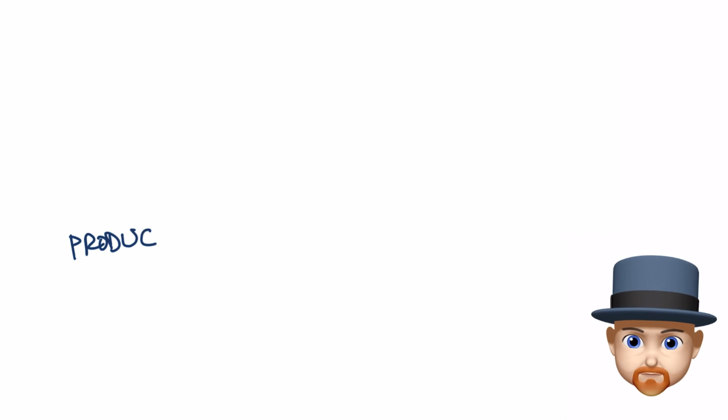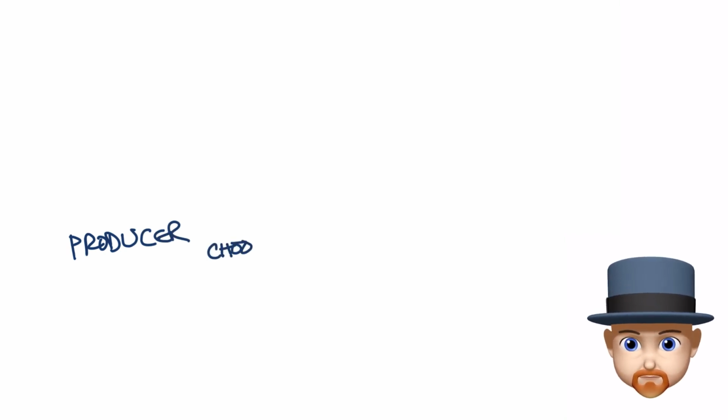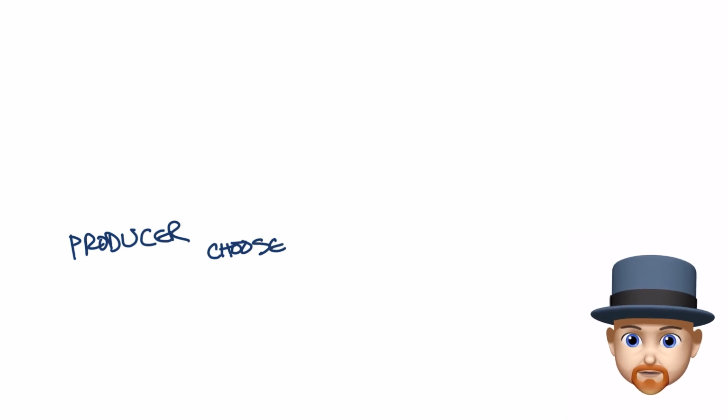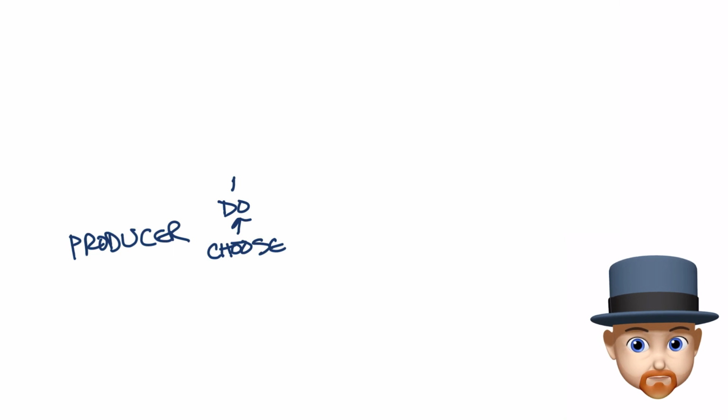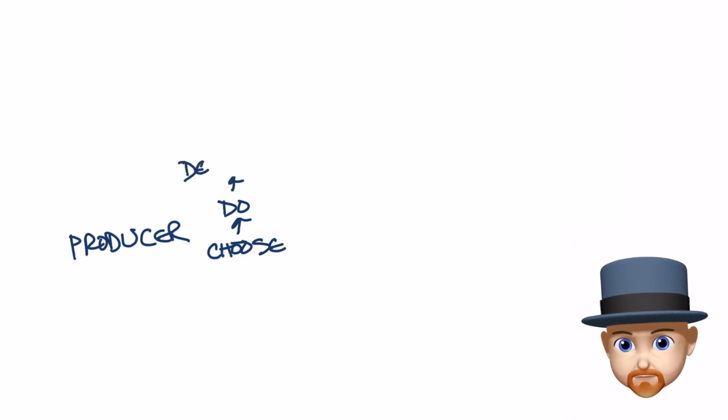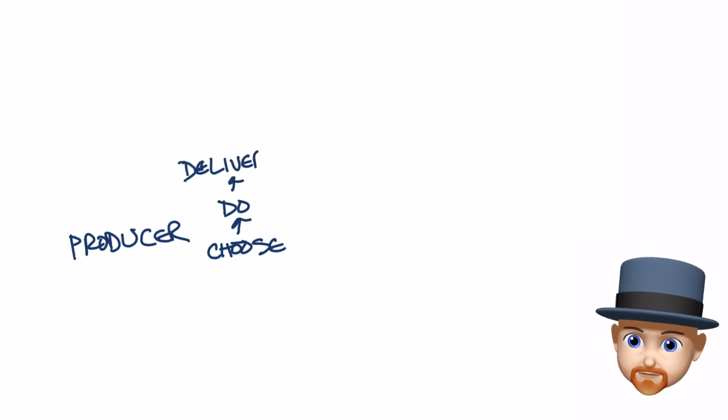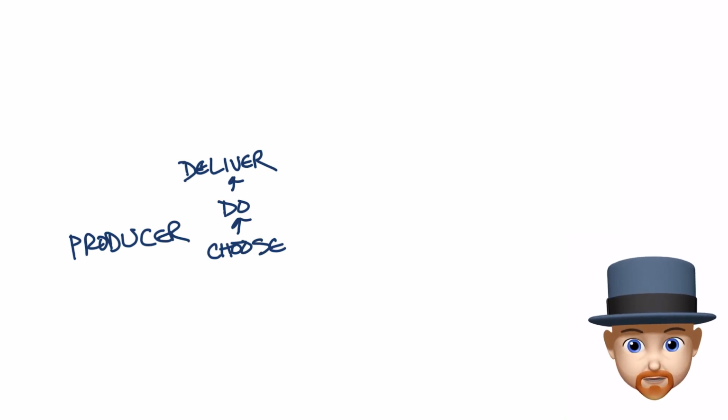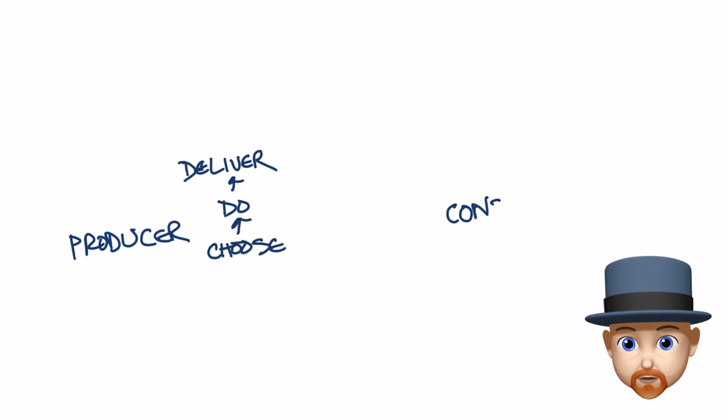On the producer side, the first thing we have to do is choose from among the many, many things that we could do what it is that we're going to produce next. Then we have to actually do that work and then deliver value to the customer in whatever form that is. In the case of software, that's deploying a piece of software somewhere.